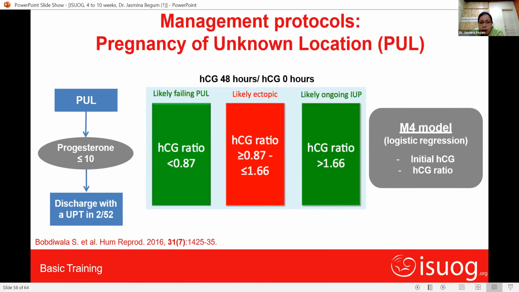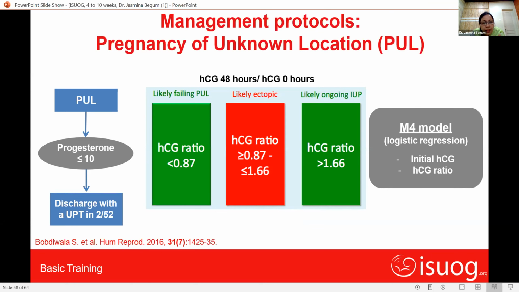Then the ratio was calculated by dividing the HCG value at 48 hours by the HCG at 0 hours. The ratio will help us predict what will happen in future. When the HCG ratio is less than 0.87, it is highly likely that the patient will have a failing pregnancy, wherever the location, whether intrauterine or extrauterine, it is going to fail.